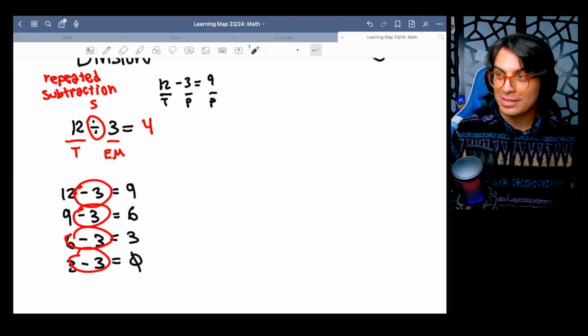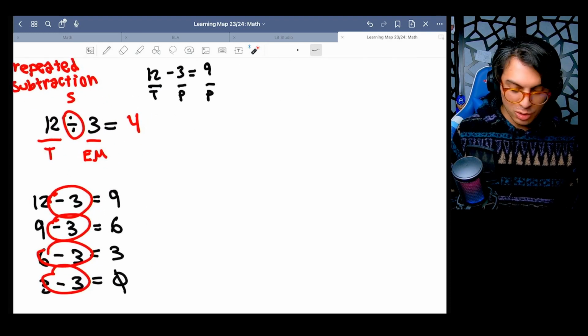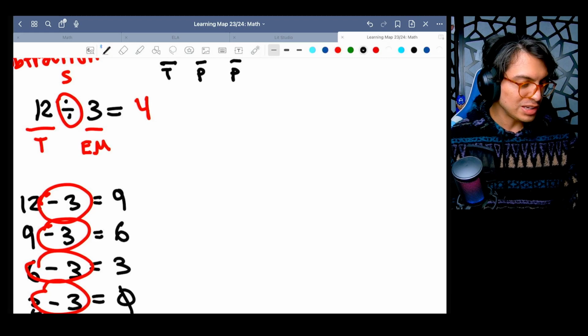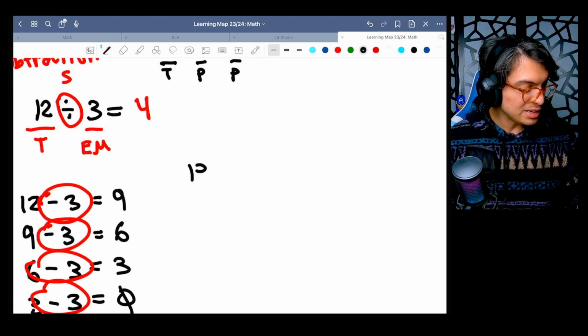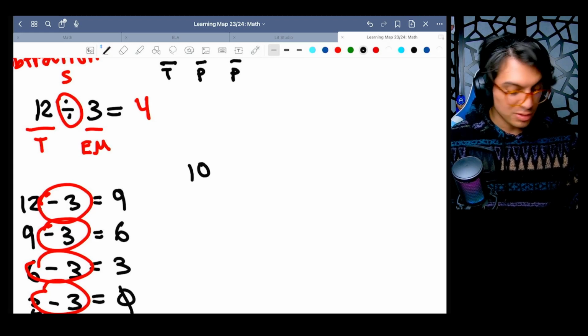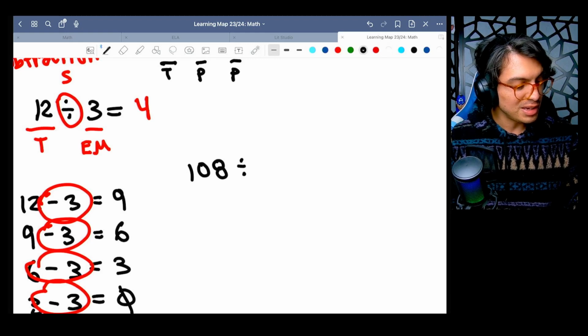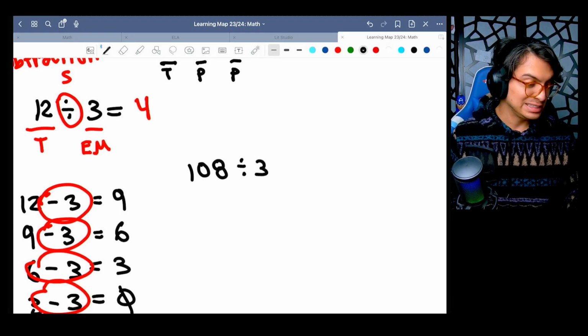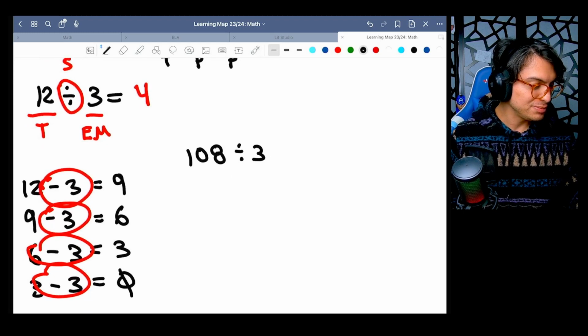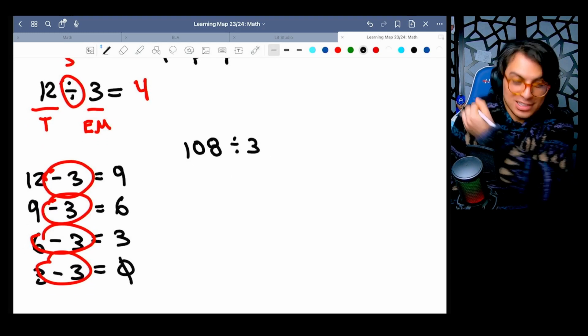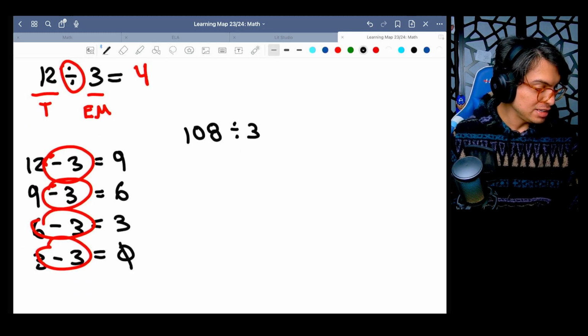So we knew that already. What does that have to do with long division? Great question. So glad you asked. So let's pretend we had a number like 108 divided by 3. Let's do that. I'll use repeated subtraction. My favorite.